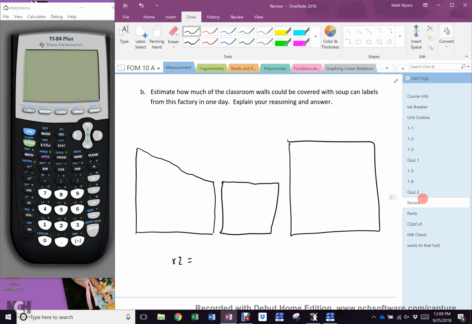1, 2, 3, 4, 5, 6, 7, 8, 9. Let's call it 10 because it's easier to multiply. Are we happy with that? Okay, so we know across the bottom is 10. Agreed? Are we going to assume the room is square? Yes. We're only estimating. Can we assume the room is square? Okay, so that would make this 10 and that would make this 10. Agreed? Does everyone agree?